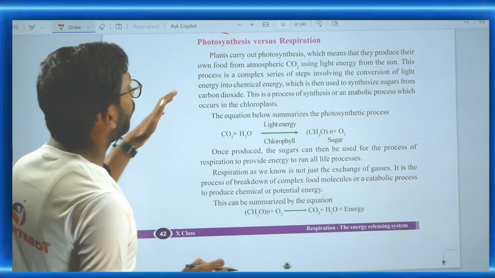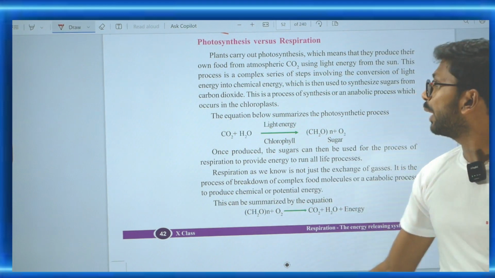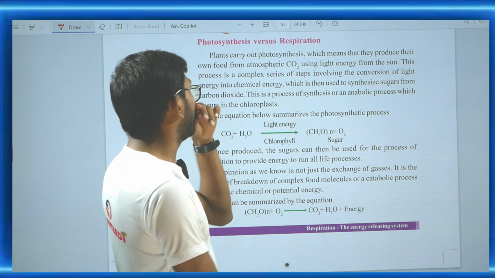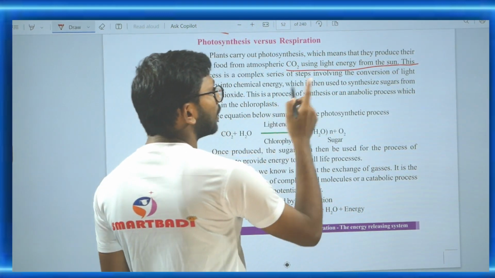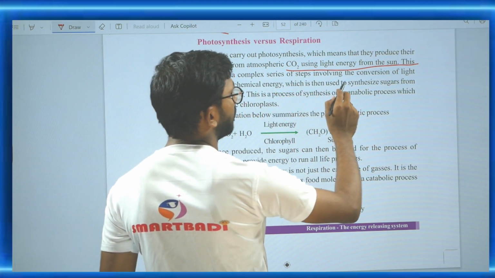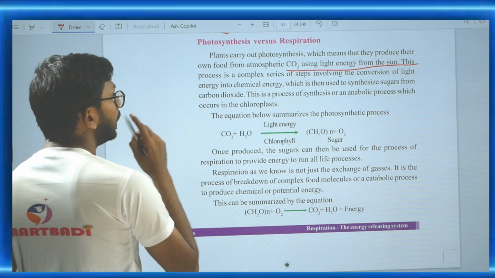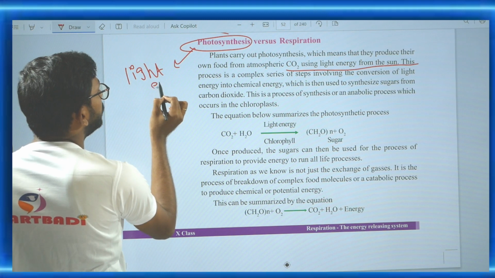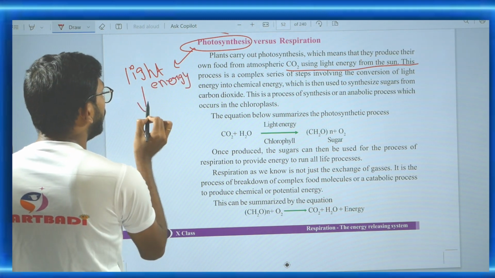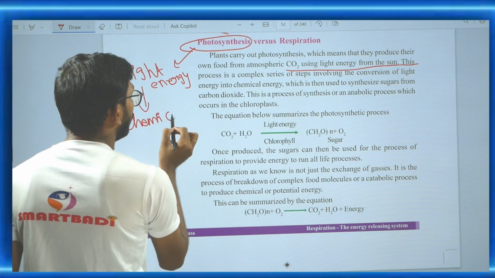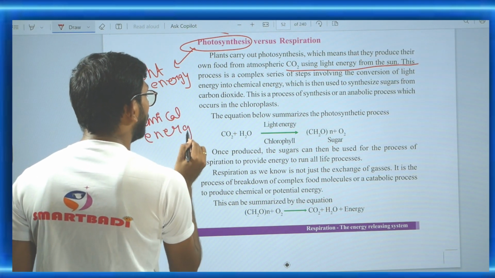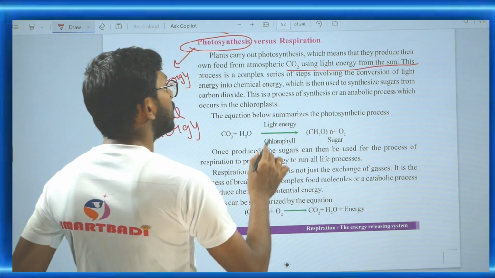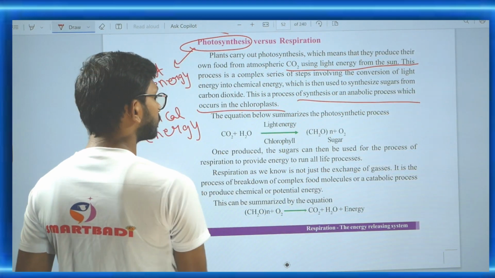After that, if you compare photosynthesis and respiration, the difference we can observe is that plants carry out photosynthesis, which means that they produce their own food from atmospheric carbon dioxide using sunlight. This process is a complex series of steps involving the conversion of light into chemical energy. In photosynthesis, light energy is converted into chemical energy, which is then used to synthesize sugar from carbon dioxide. This is a process of synthesis, or an anabolic process.